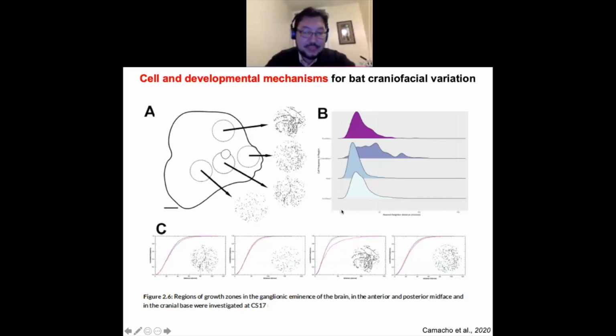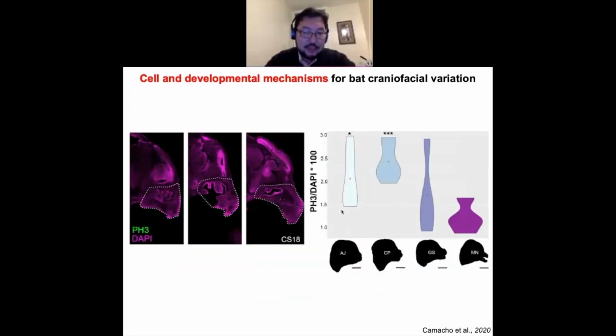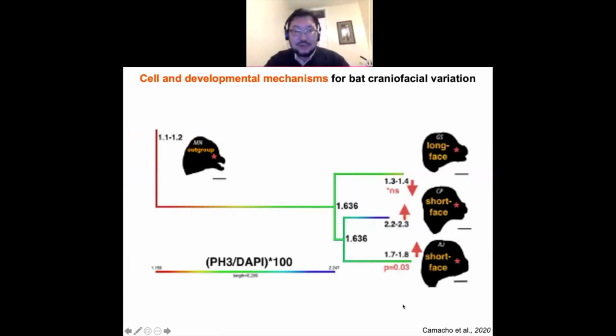So we wanted to understand the full dynamics of cell proliferation in each part of the head. And we found, this is just again looking at the face here, that's the area in which we're calculating cell proliferation across multiple stages in different species. What we found is that compared to cell proliferation in the more ancestral species, in some species, cell proliferation was accelerated or decelerated.